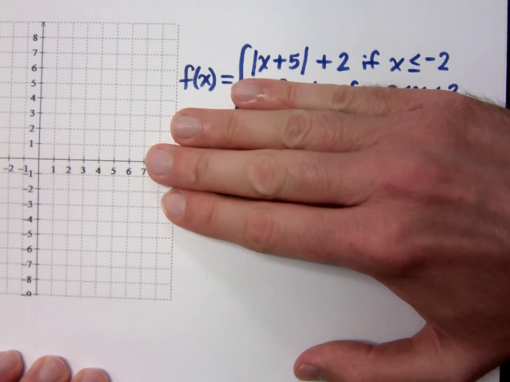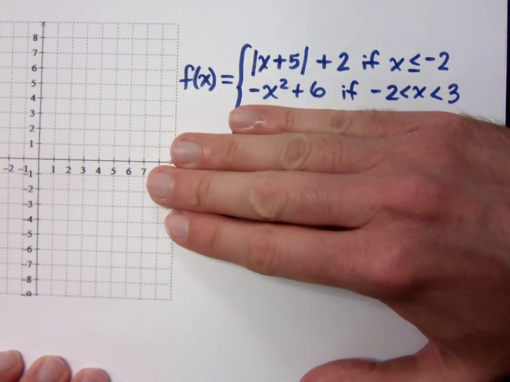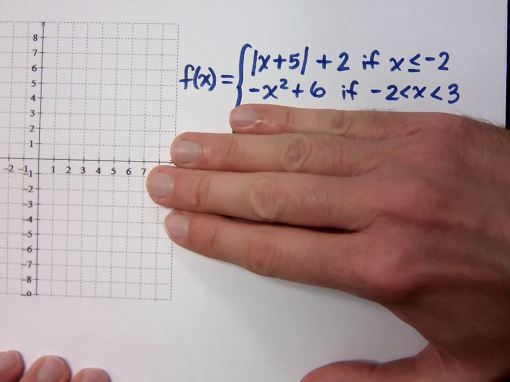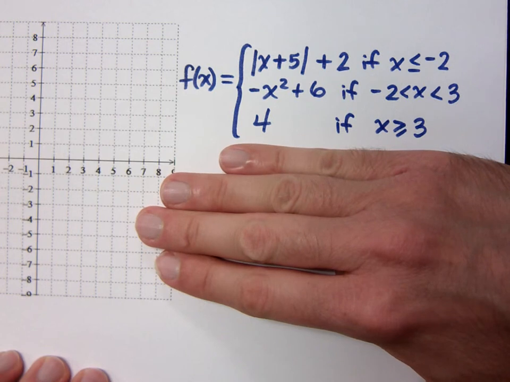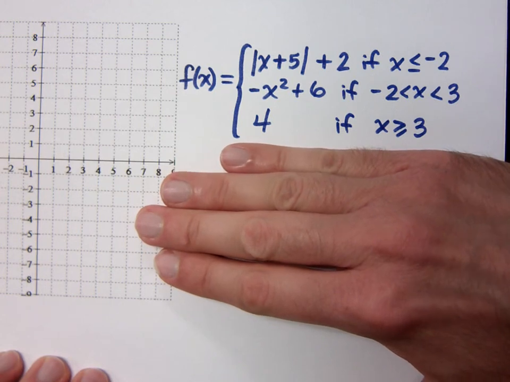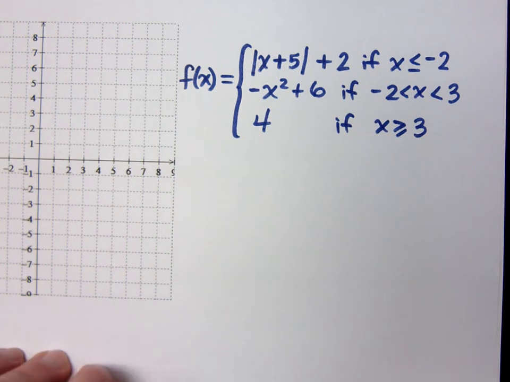If I cover up these bottom two, what does that first function look like? It's an absolute value shape. What is the second guy? Parabola. Quickly, what else do you know about it? It's upside down, shifted up 6. What is this guy here, the bottom? It's a constant function. It's just a horizontal line.